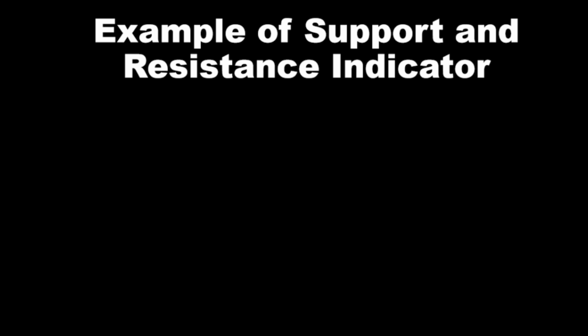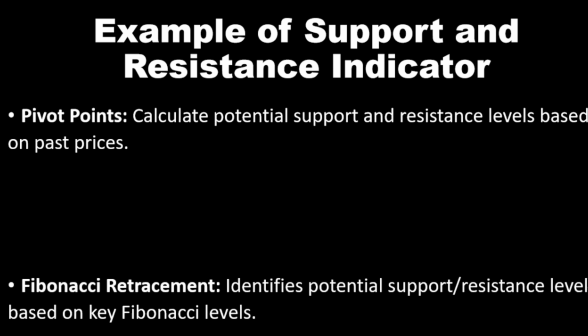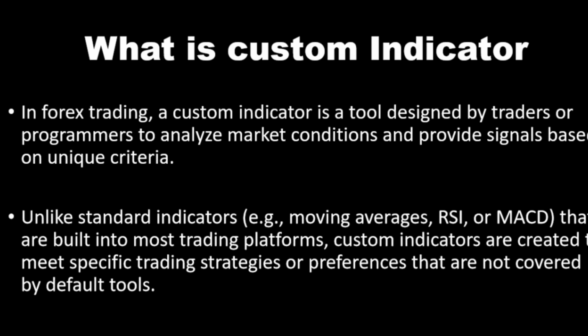With all these examples, you have to use one at a time if you end up using an indicator for trading. Pivot points calculate potential support and resistance levels based on past price. Fibonacci retracement identifies potential support and resistance levels based on key Fibonacci levels.